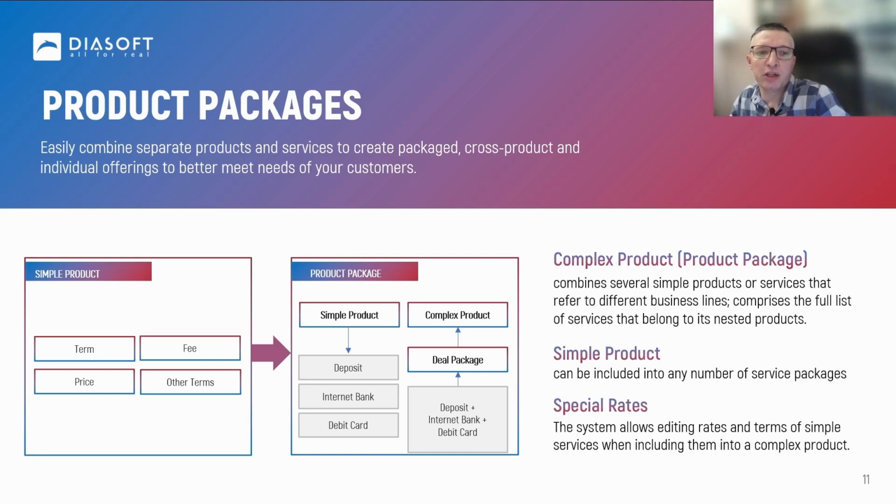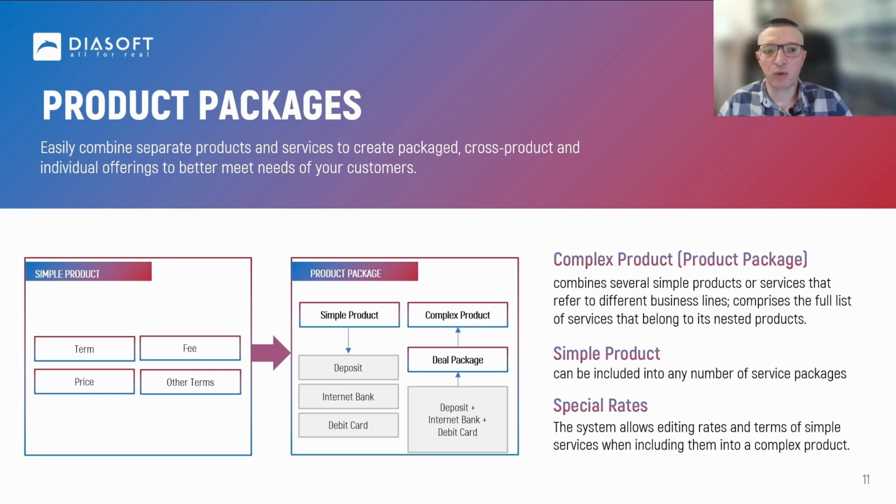Buying a product package, a customer gets several products that can be offered with some benefits. These benefits can make it more attractive to buy these products together than to buy them separately. You can see an example that demonstrates how you can combine a set of simple products into a single product package using Product Factory. On the left, we see a simple product with its own terms, fees and prices. On the right side, there is a product package.